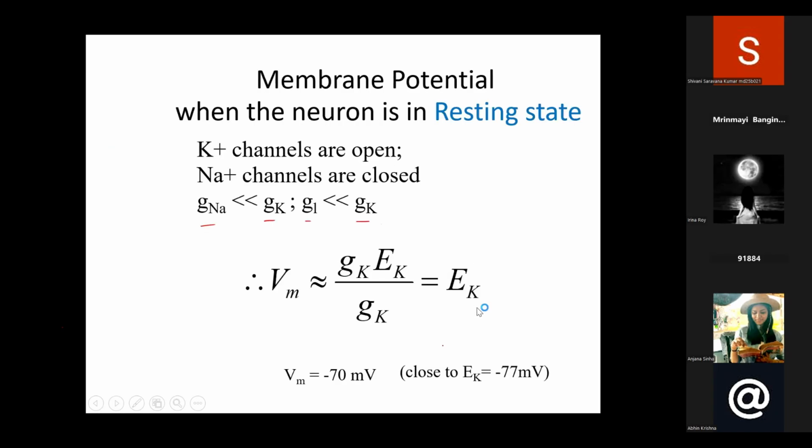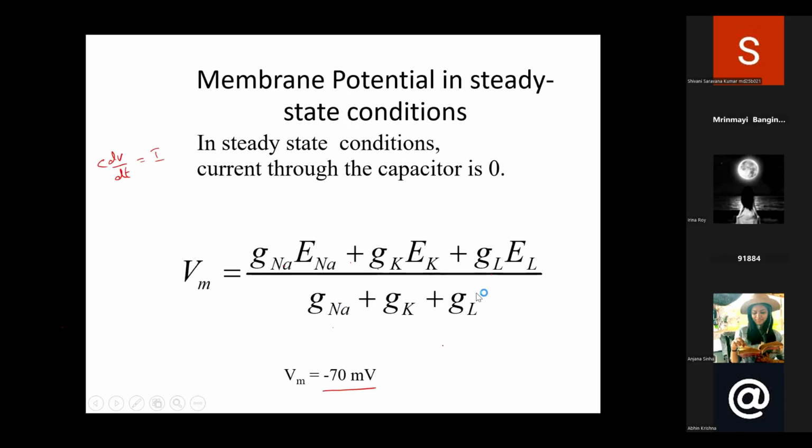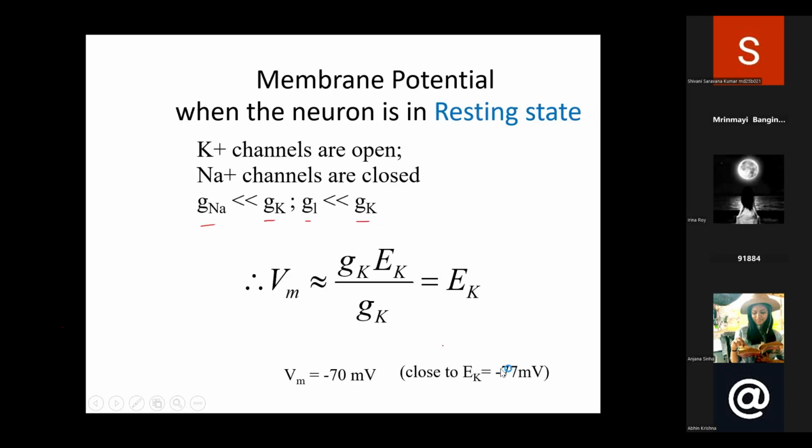So then what happens? Gk gets cancelled, and you get Ek, which means that when Gk conductance dominates the other two conductances, the membrane voltage Vm is very close to Ek, and Ek happens to be minus 77 millivolts. So Vm is close to minus 77 millivolts. Actually, under resting condition it is not that low, but about minus 70 millivolts. It's close to Ek basically.